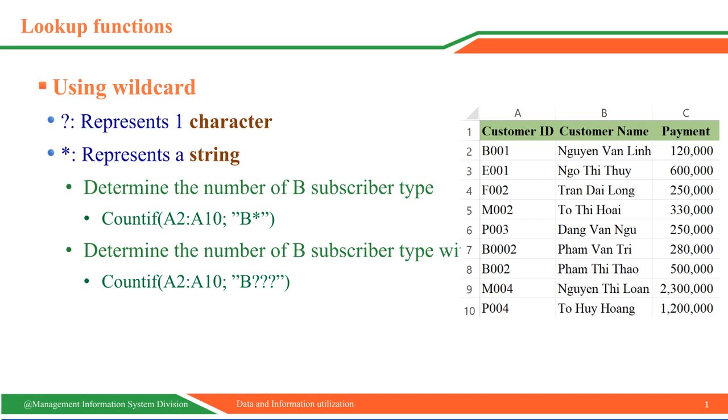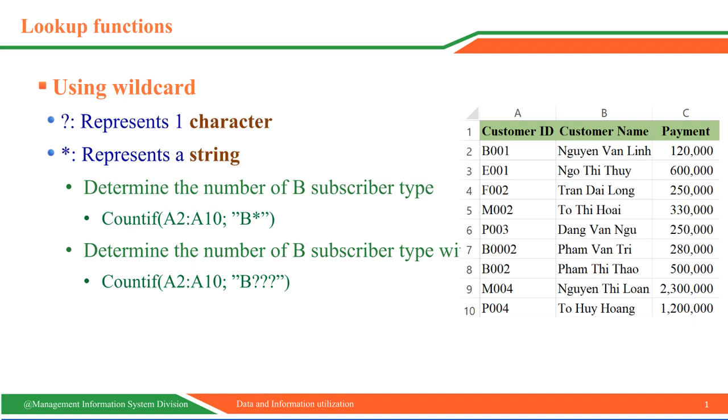Hello everyone, when working with text data in Excel, sometimes we don't need to retrieve the entire content exactly, but only a part of it. In this case, Excel supports special characters called wildcards to search or match data more efficiently. There are two wildcards you need to remember, the asterisk and the question mark.